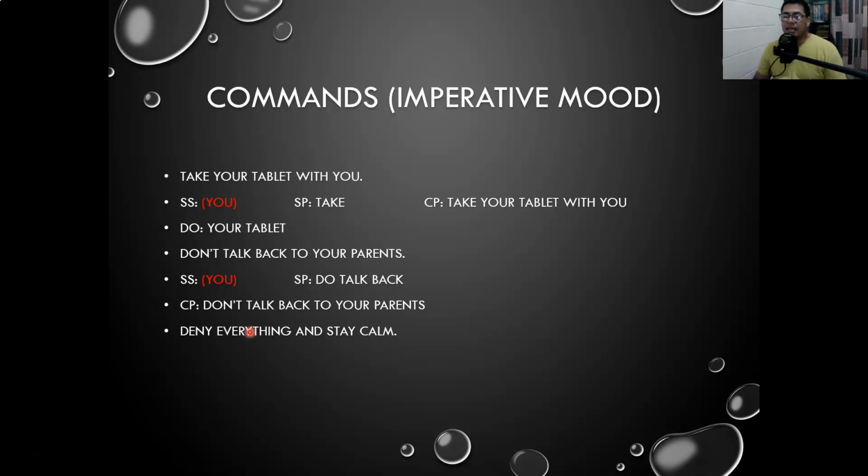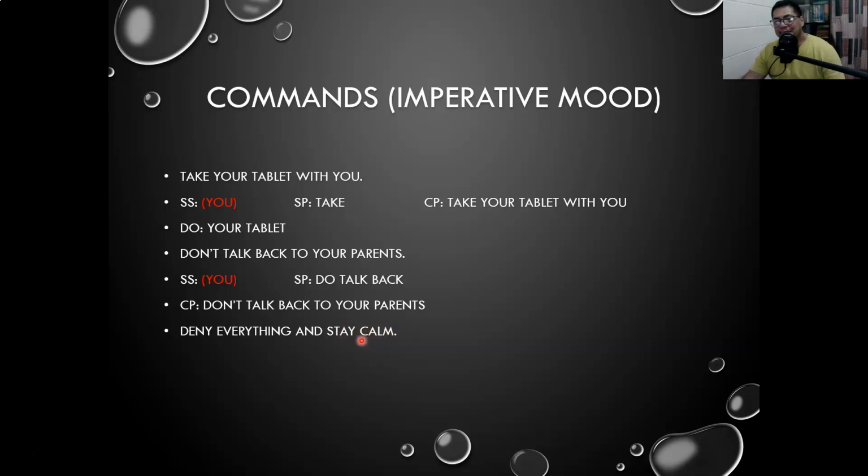Deny everything and stay calm. So again, the subject is going to be you. Deny everything, stay calm is going to be the complete predicate. And I want you to check that we have this deny and stay, right? We have a compound predicate. So I go ahead and say, deny what? Everything is the direct object, right? You deny what? Everything. You stay what? Calm. And then we say, calm, direct object?